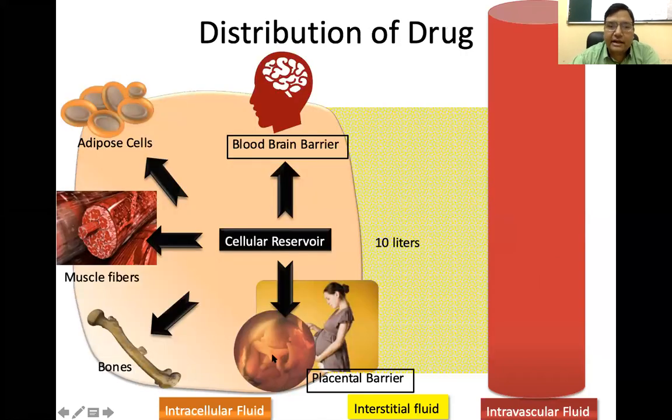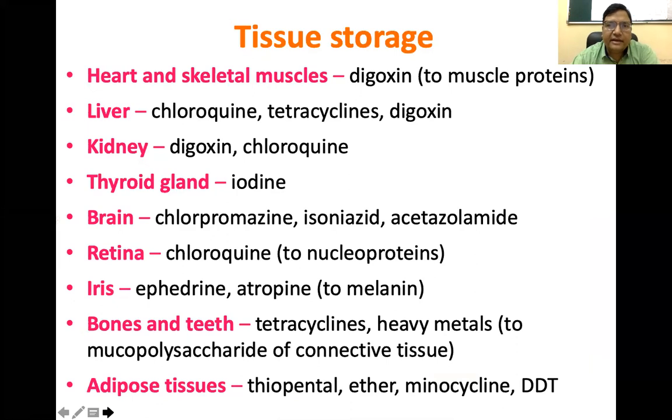So once a drug reaches the tissues, it can cross the blood-brain barrier if it is lipophilic and get distributed to the brain, or get deposited in the adipose tissues, or in the muscle fibers, or the bones, or cross the placenta and reach the fetus. So this is normally how the distribution can happen. Then these are the tissue storage sites for different drugs.